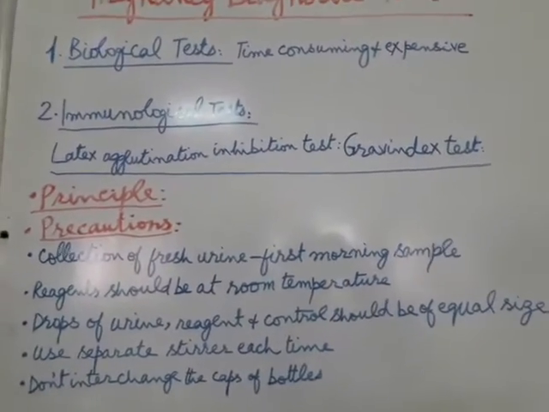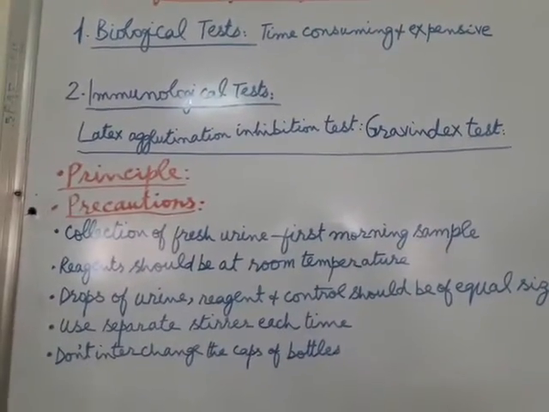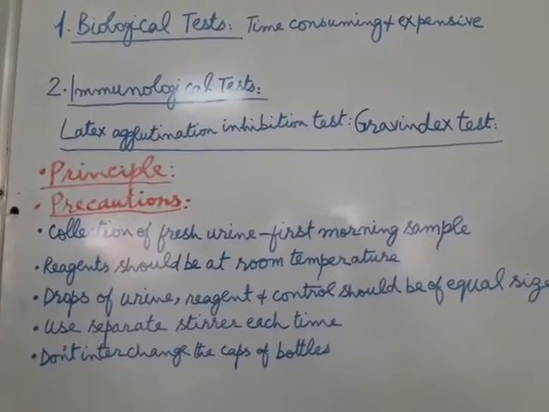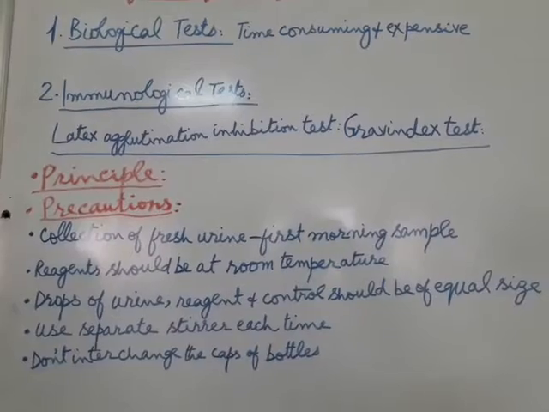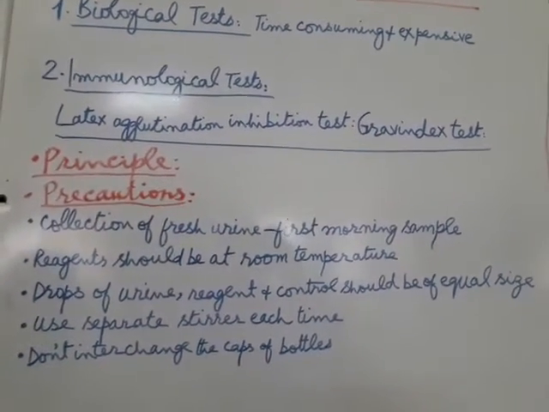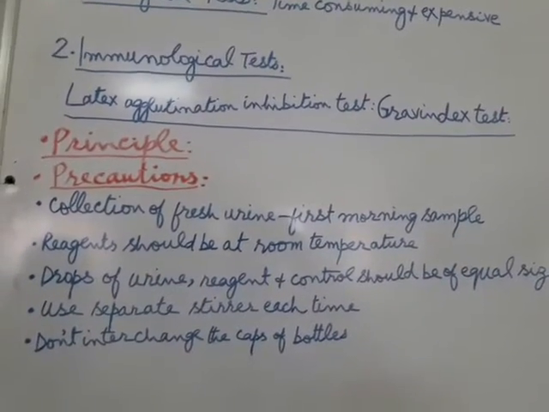The principle of this test is that the human chorionic gonadotropin, or HCG, which is contained in the urine, is agglutinated by the antibodies which are present in the latex.